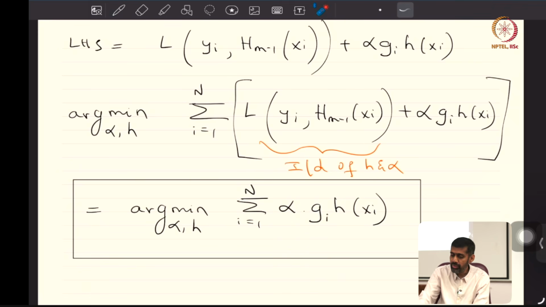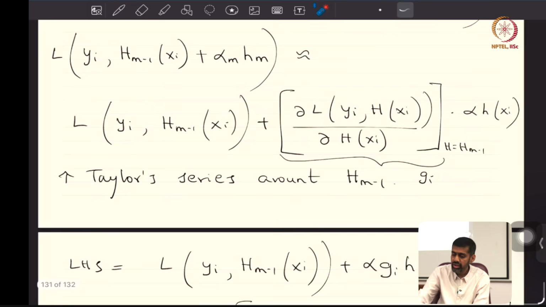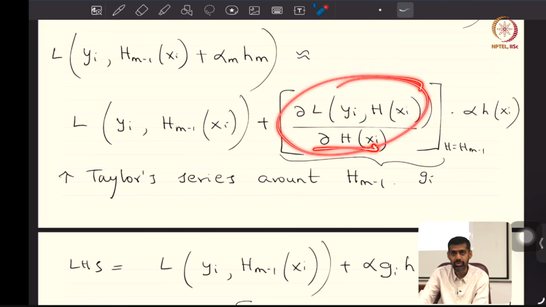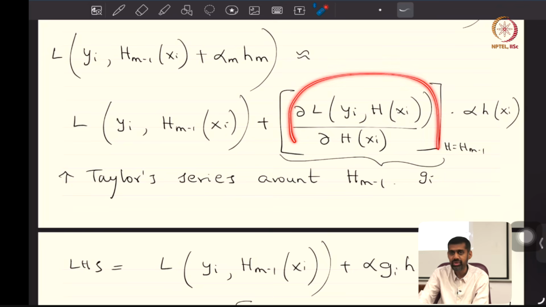Do we know how to compute that? We do, because this gradient is being evaluated at h equal to h m minus 1. We know how to do this. We know what the loss function is. If you take the loss function and take a derivative with respect to the hypothesis class, then this gradient function becomes a function of yi and xi. And if we are doing it at h m minus 1, we know what the hypothesis is. So, the entire gradient term is evaluated. This can be evaluated. I will show you an example.